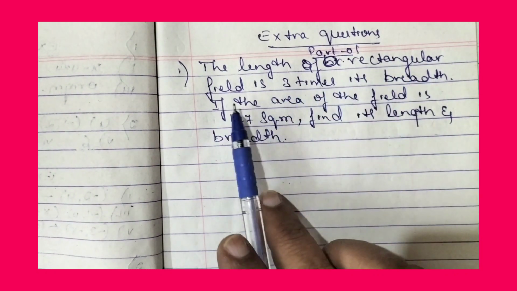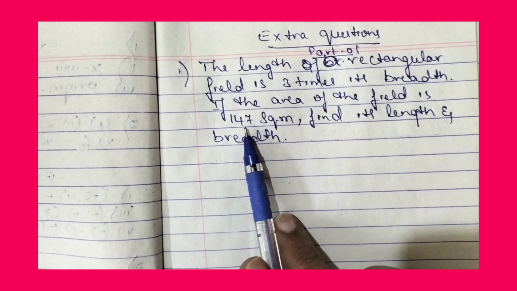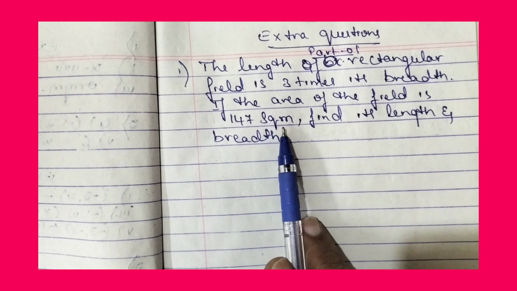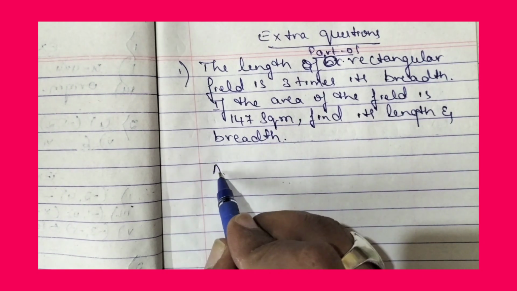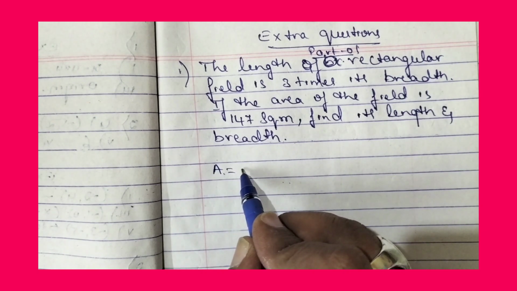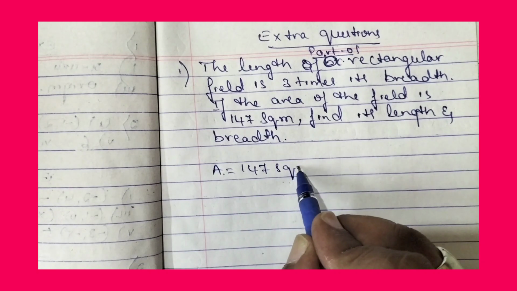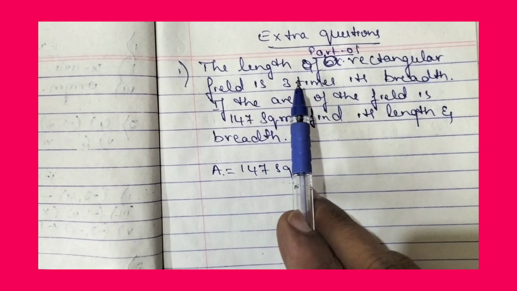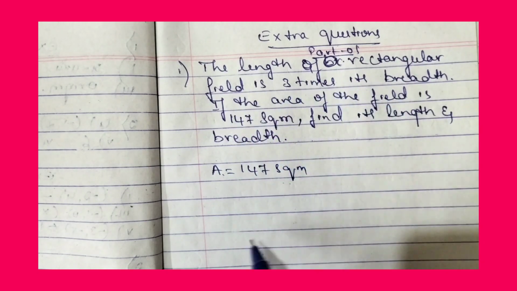The length of a rectangular field is 3 times its breadth. If the area of the field is 147 square meter, find its length and breadth. So they have given the area of the rectangular field. Area is equal to 147 square meter. But the condition is that the length of the rectangular field is 3 times its breadth.